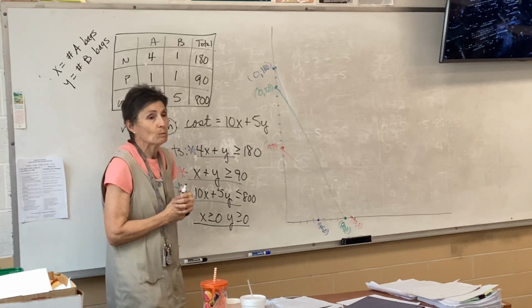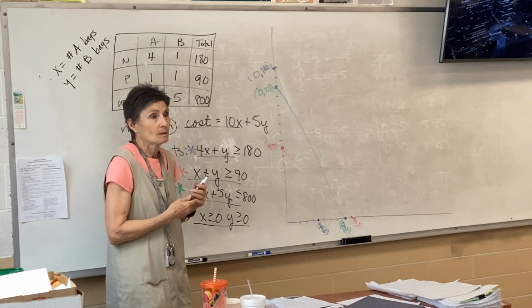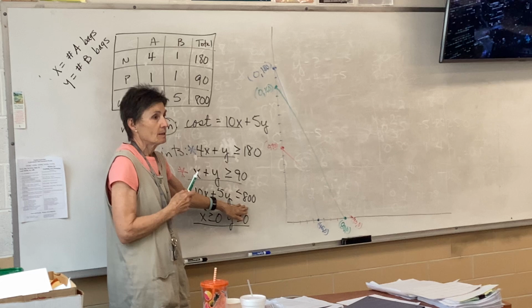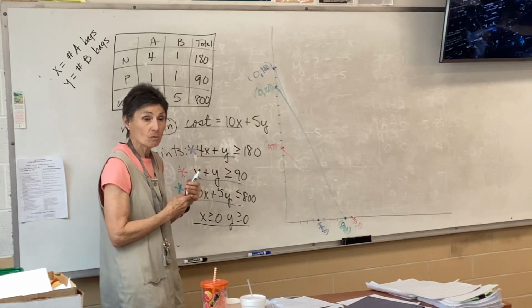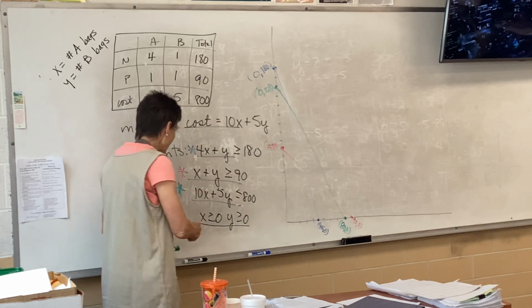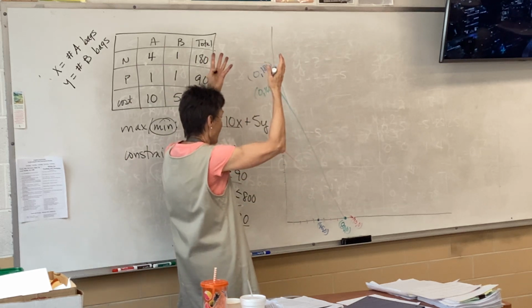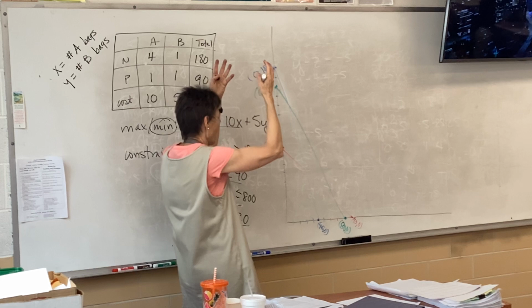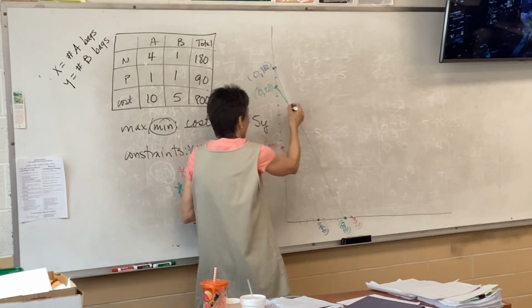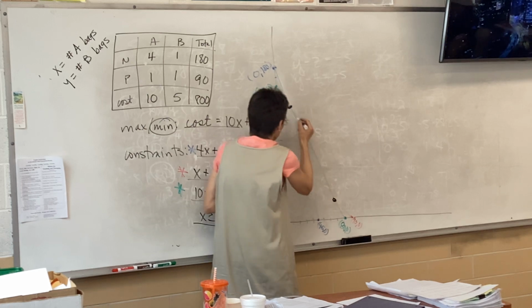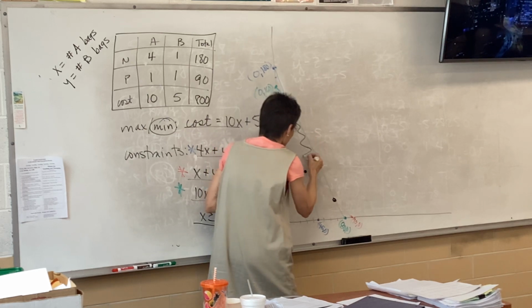And where is the green one shaded? Wait, where's the green one shaded? Yeah, down, right? Below. So think about, we have to be above the red line, above the blue line, but below the green line. I think we are in here. Would you agree with that? Yeah.